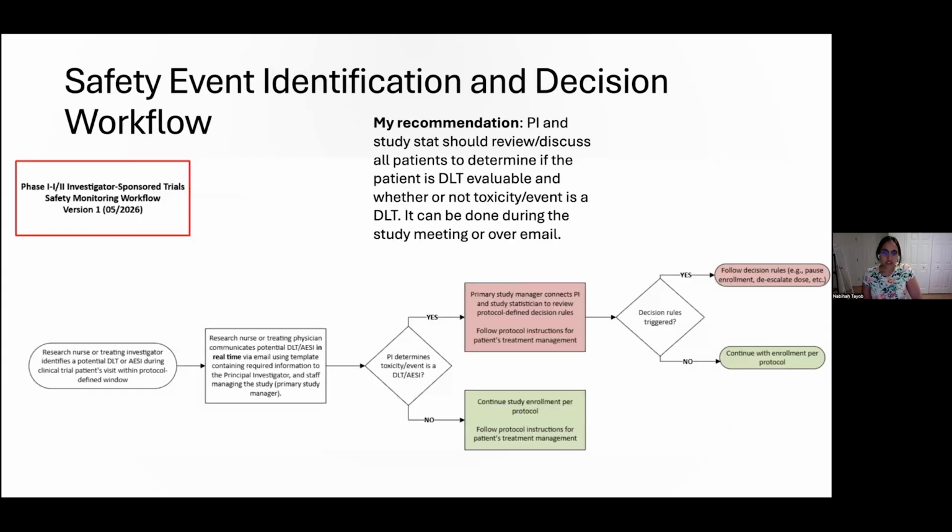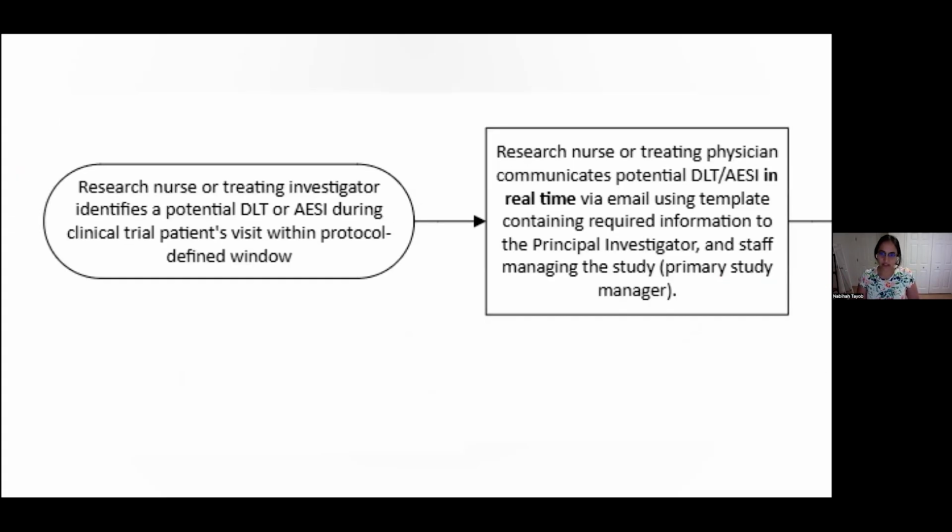So this is what they've come up with in terms of their recommendations for how the safety event identification and decision workflow should go. And I'll go through it. I was not part of this working group, and so I haven't had a chance to comment on this. I'm going to send them my feedback because I have a slight edit that I think we should implement. But again, I think it's fairly clear, and we'll go over it. So let me first go over each step, and then I'll come back to what my recommendation is, having participated in a number of these phase 1 trials, based on my experience.